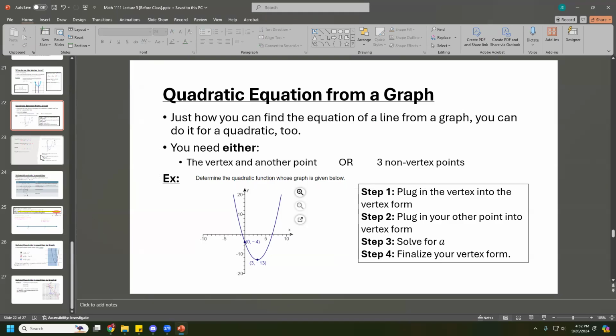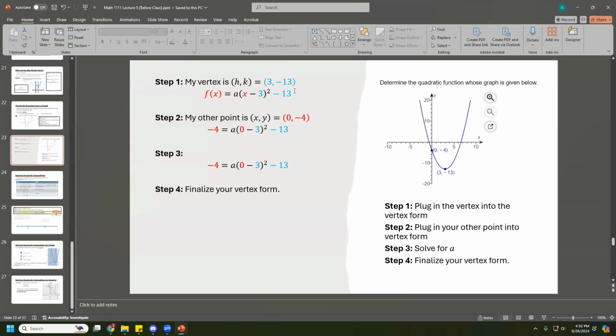So how do I do that? Well, first up, I want to start off with the template for vertex form. This is what vertex form looks like. Normally this is h and this is k. And then I want to take my vertex and plug it in. I know that h should be 3, and I know k is supposed to be negative 13. So I'm just putting those where those points go in the formula.